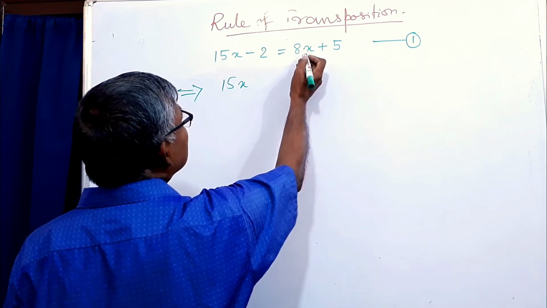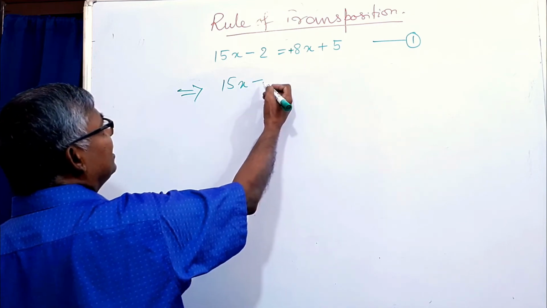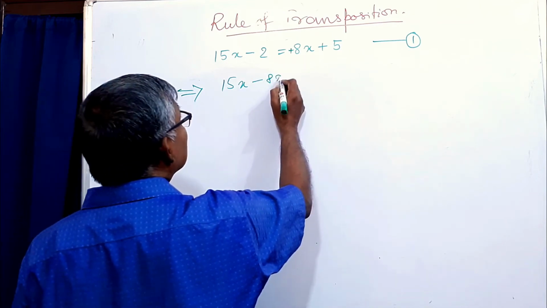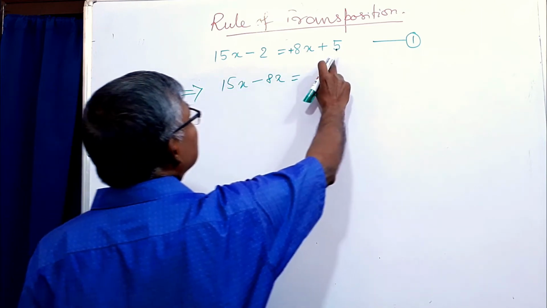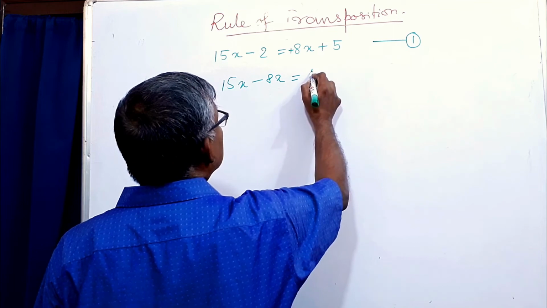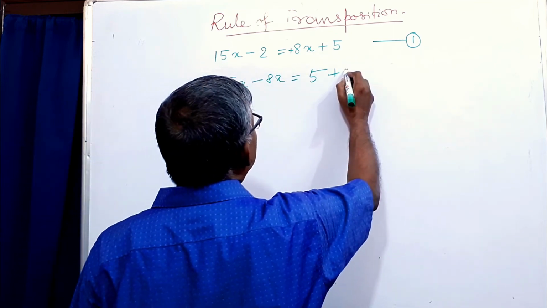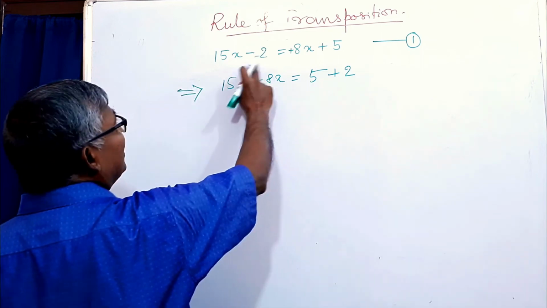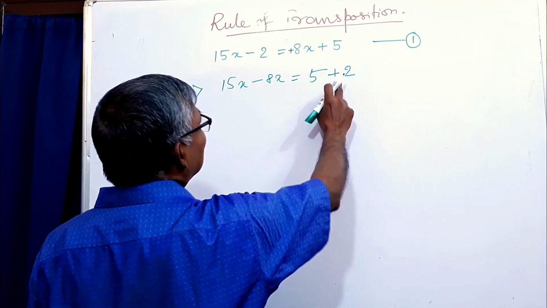There it is plus 8x. Whenever it is transposed to the left hand side, it will be minus 8x. And here is the constant term. In the right hand side, 5 is the constant term. So you are transposing minus 2 to the right hand side and it will be plus 2 because in the left hand side it is minus. So after transposing it will be plus.